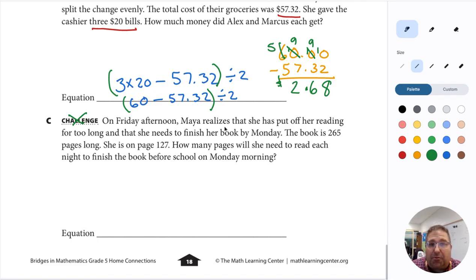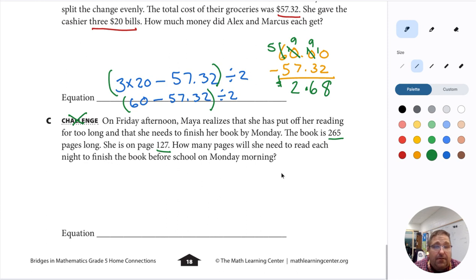Maya realizes she put off reading her book for too long. Now she needs to finish it by Monday. Her book is 265 pages long, but she is on page 127. So how many pages will she need to read each night before getting to school on Monday? All right, let's talk about this.